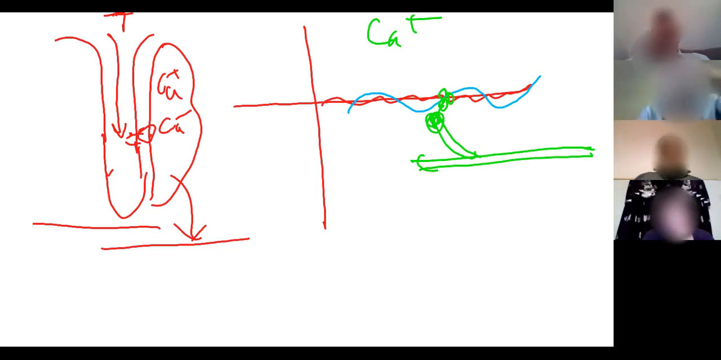If everyone can see my picture, I'll just show you. This is myosin head. My finger is a myosin head. That's myosin protein. That's actin up here. Myosin head binds to the myosin binding site.